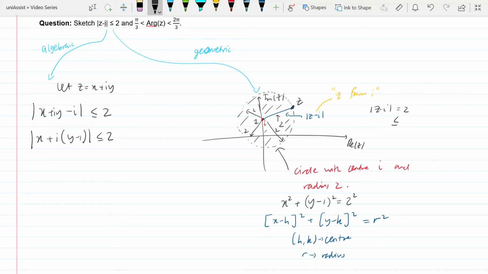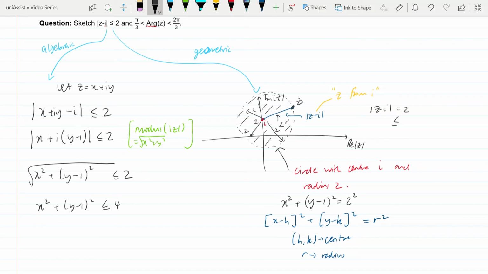And as we know, modulus is by definition, write this on the side, modulus or absolute value of z is equal to the square root of x squared plus y squared. So subbing that in, I get x squared plus (y minus 1) all squared less than or equal to 2, and squaring both sides, I get x squared plus (y minus 1) all squared less than or equal to 4. And as you can see, it matches the form that we got with the geometric approach.